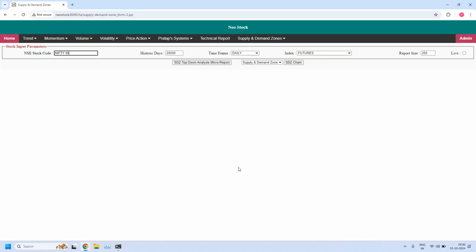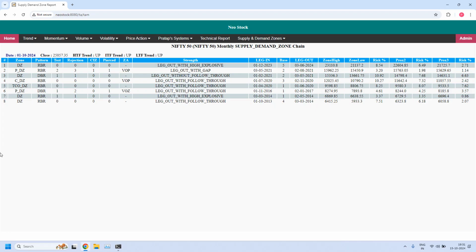Let's start with Nifty 50 starting from monthly time frame. I am generating monthly supply demand zone chain for Nifty. So this is a Nifty monthly supply demand zone chain. Always look into the zone column to find high liquidity zones. Look into the pierced column to verify whether any pierced zones are there. If pierced count is not 0, it is a pierced zone. If a zone is not pierced, the count should be 0.